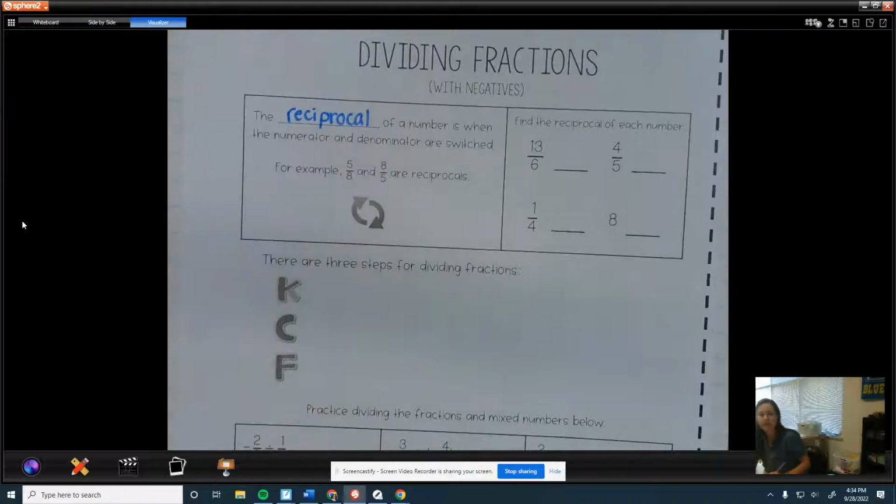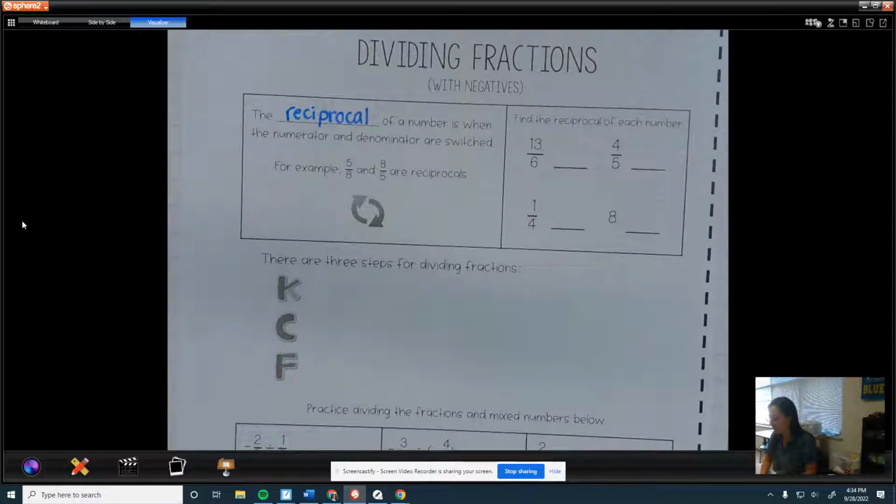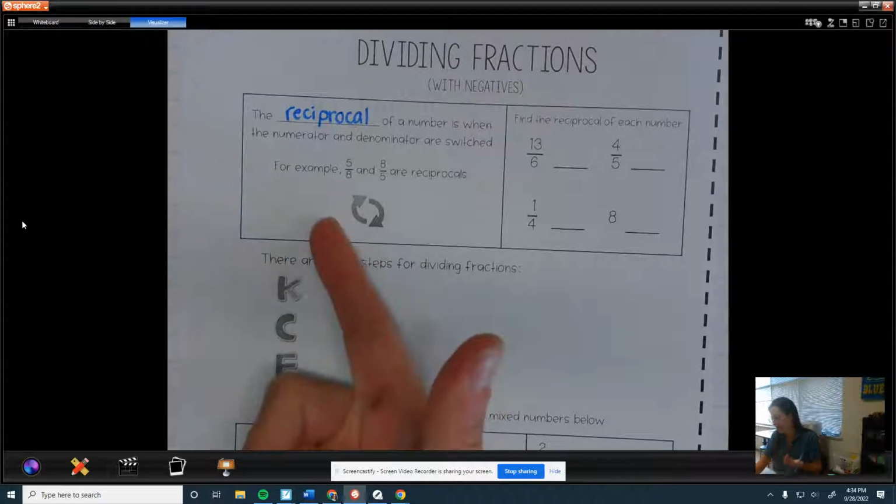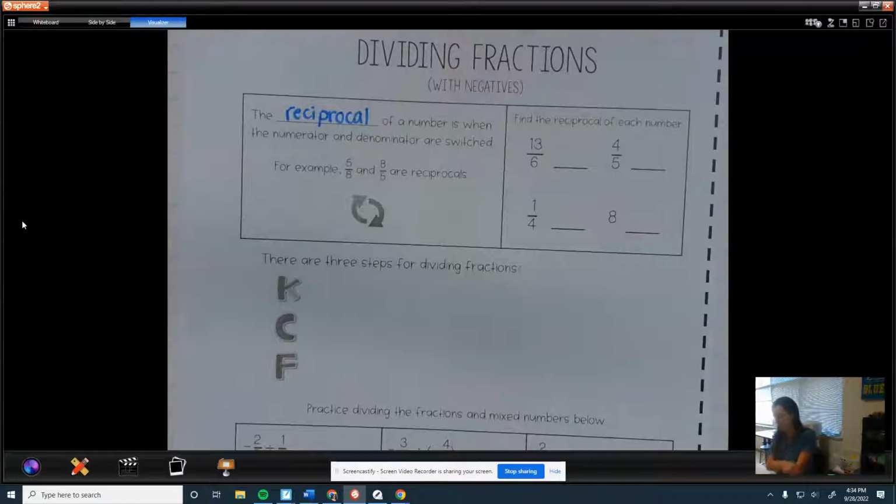Here is how you spell it. Reciprocal. So it looks fancy, but it is really easy. Reciprocal of a number is just when you basically flip a fraction. So the numerator and the denominator are switched. So 5/8 and 8/5 are reciprocals. So what do you think the reciprocal of 13/6 would be?